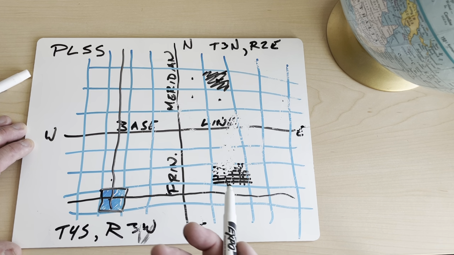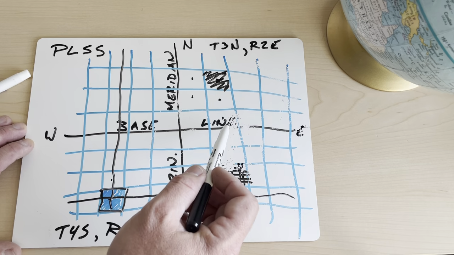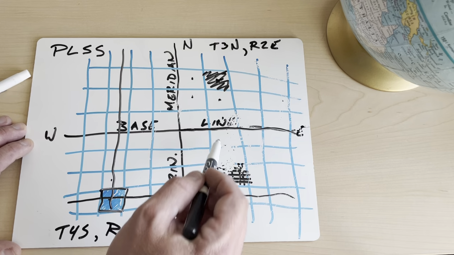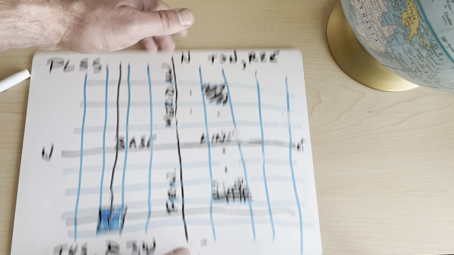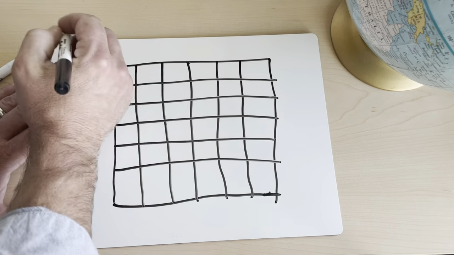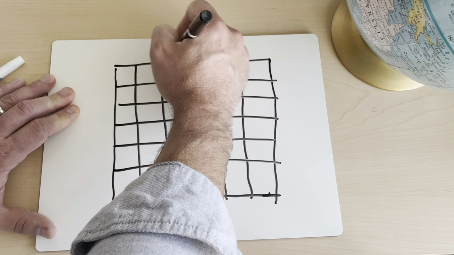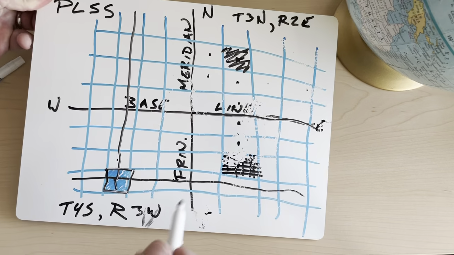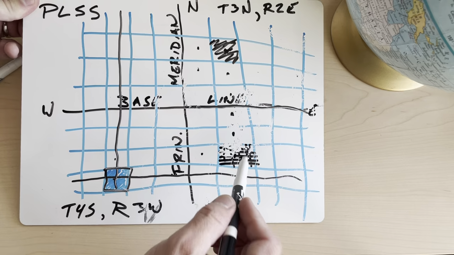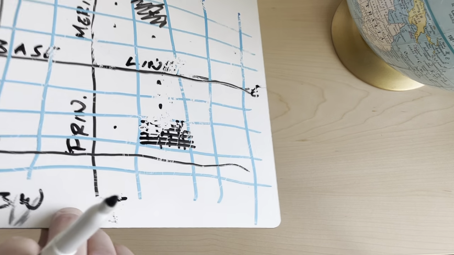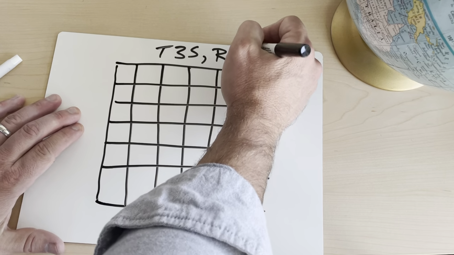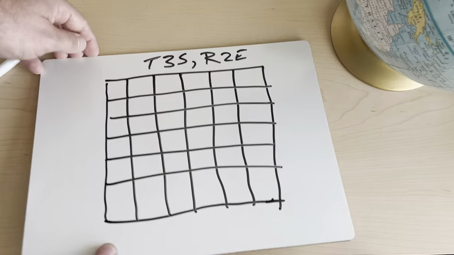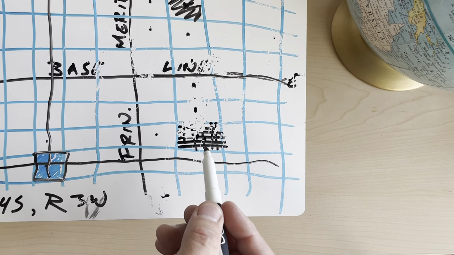So our township and range value, we still need to figure that out. So from the baseline, you can make sense of it with all this stuff, but we've got our baseline right here. We go 1, 2, 3. Let's do this over here. T3 south. And our range from the principal meridian, 1, 2. Be R2E. So that's the township we're working with, right? So it's still here. This is what we're talking about.